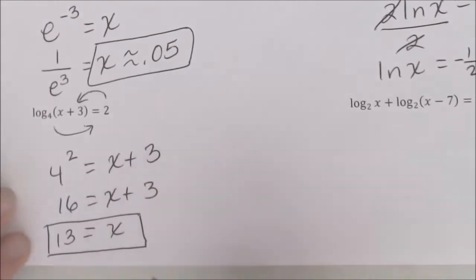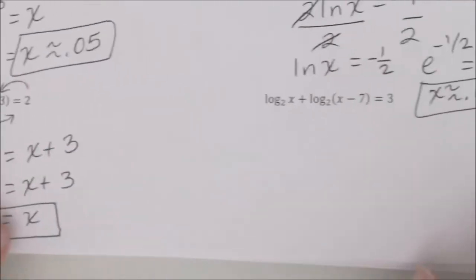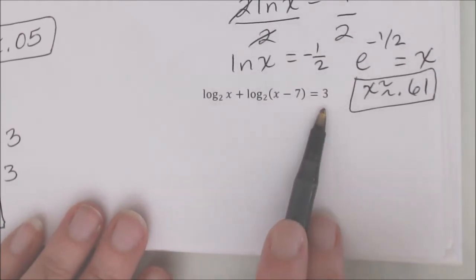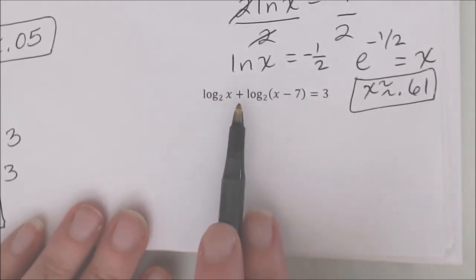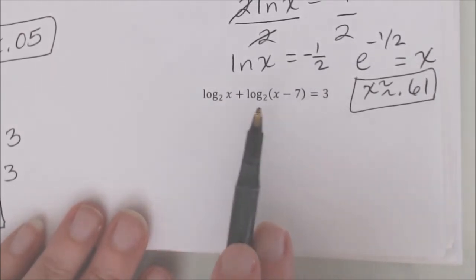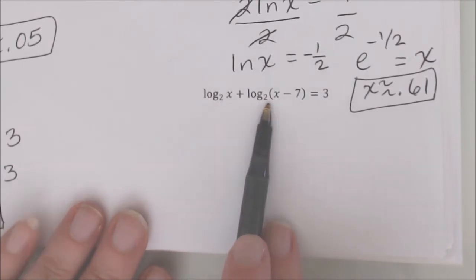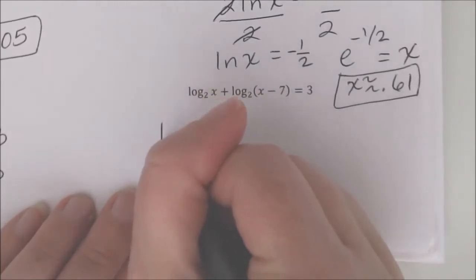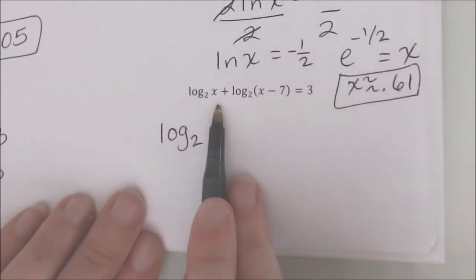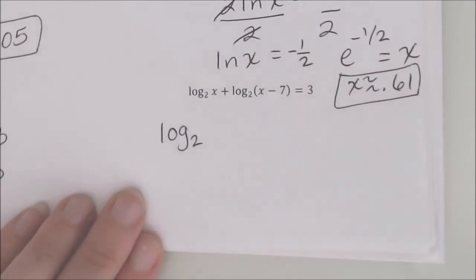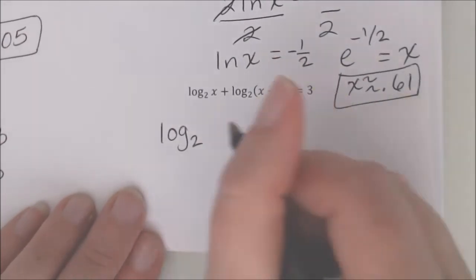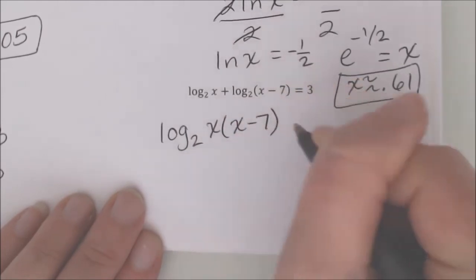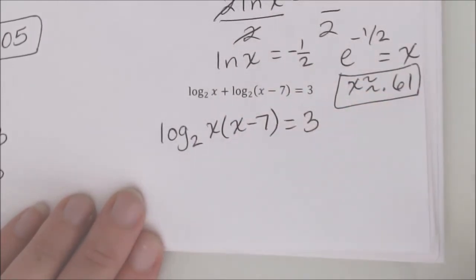Okay, last example. You notice that we have two logs on the left side and we have a number on the right side. So before we get too into this and switching it to exponential form, I have to condense these logs first. If you have multiple logs on one side, condense them first. So this will become log base 2. We're multiplying this, so we're adding, so we're going to condense it using multiplication. So we have log base 2 of x times x minus 7 equals 3.